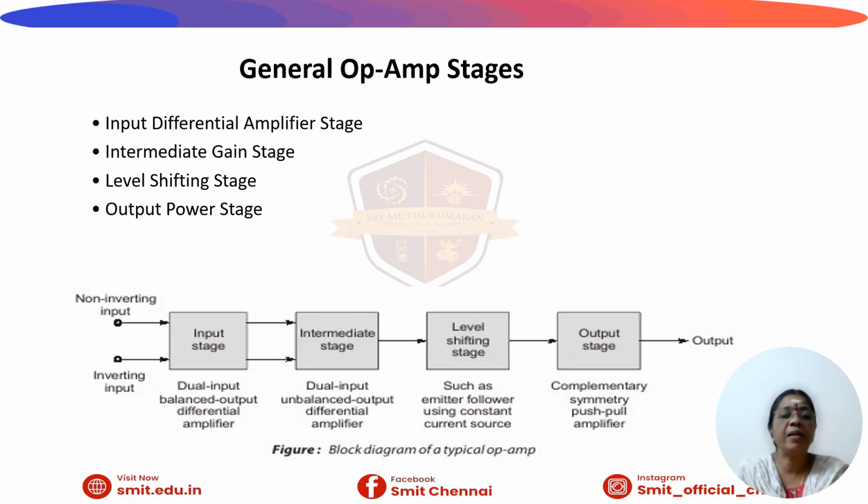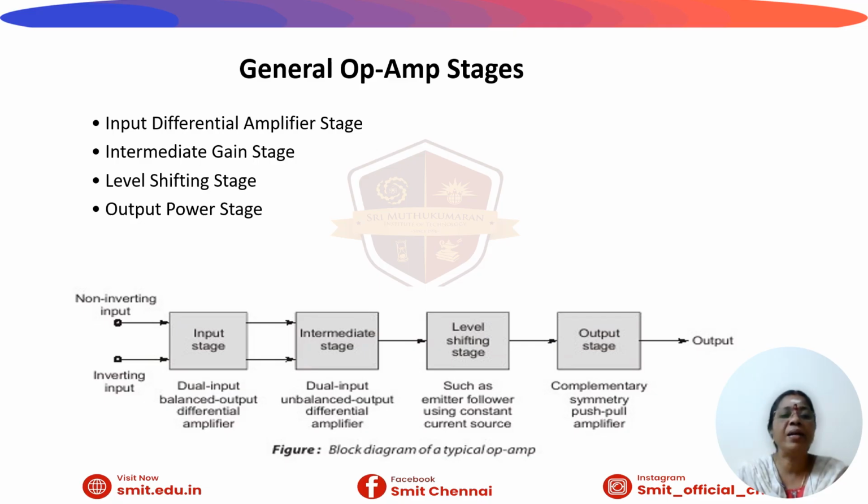First is the input stage, which is the differential amplifier. It consists of a dual input balanced output differential amplifier. Its purpose is to provide the initial voltage gain and establish the high input impedance of the op-amp. It provides a high CMRR, meaning it amplifies the difference between the two inputs while rejecting the noise common to both.